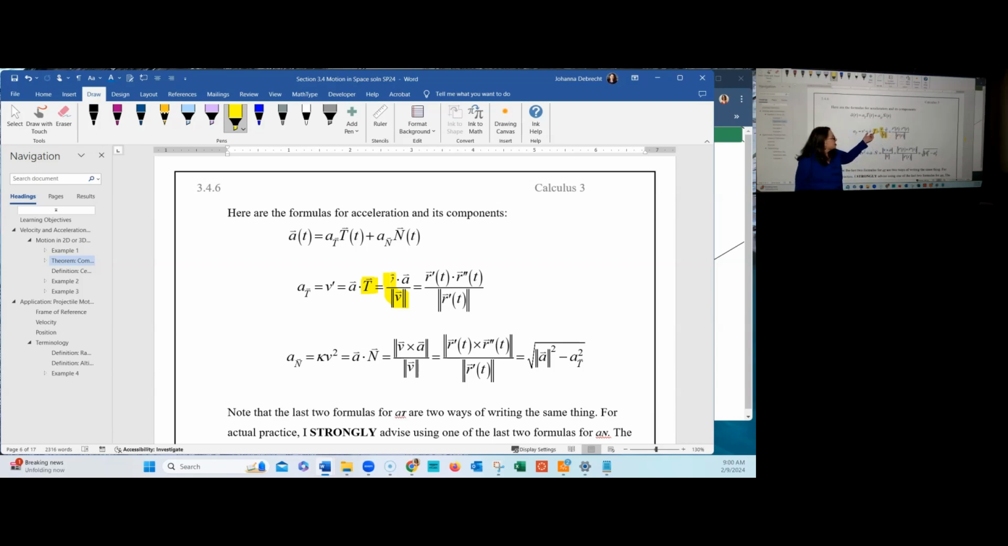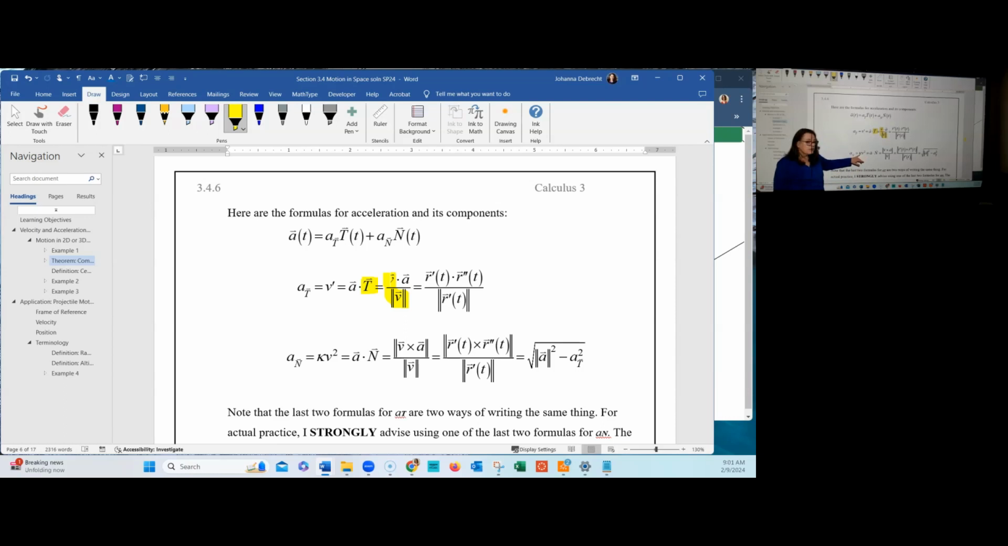The reason is, in order to dot the acceleration vector with the unit tangent vector, you have to find the unit tangent vector, which means you're going to be working with a vector with probably a very nasty denominator. Whereas over here, you just divide by it at the end and you don't have to work with it along the way.